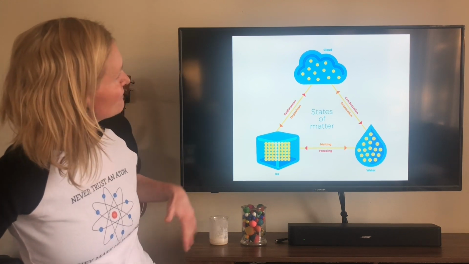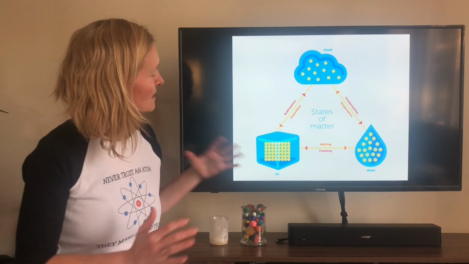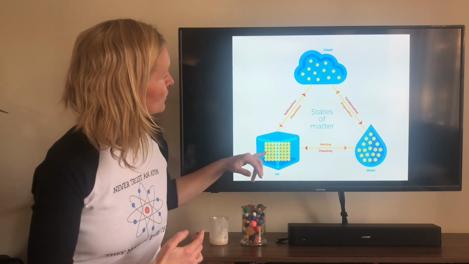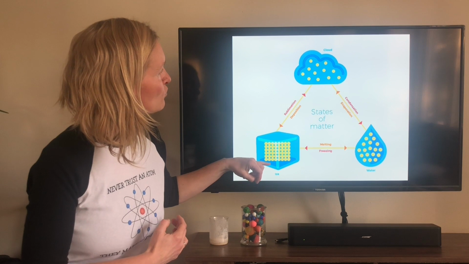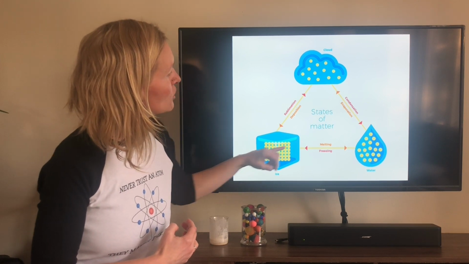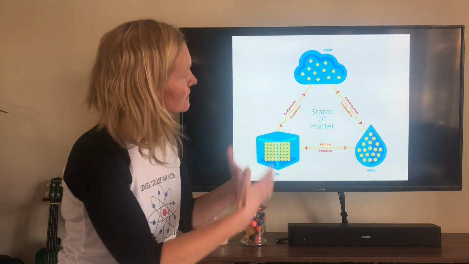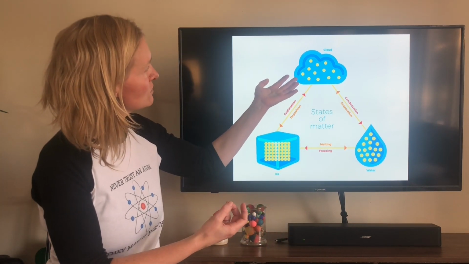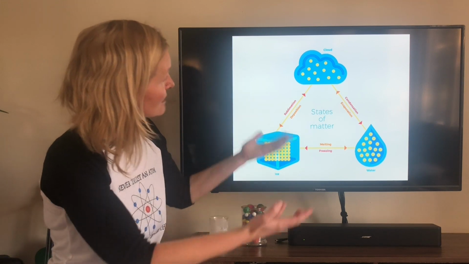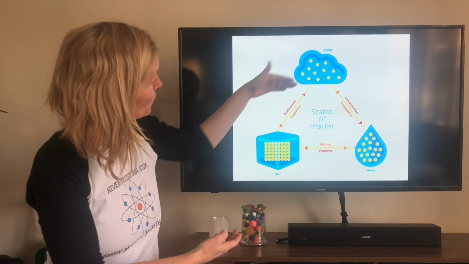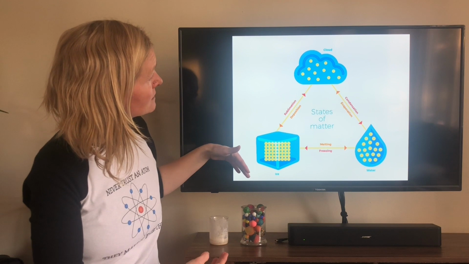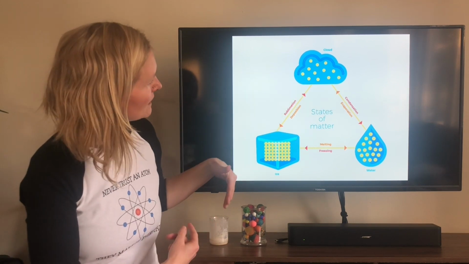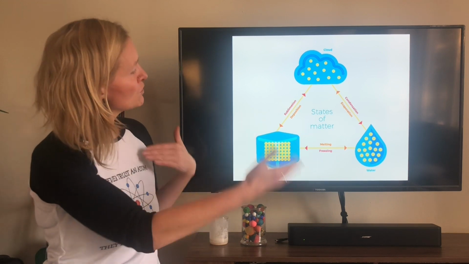So here we have a slide that shows water in its different physical states. Here we have ice, that is the solid form of water, and how it can change to water, the liquid form, and the water can change to vapor or to the gas form. And also we actually can have solid becoming gas or gas becoming solid, and the different names of these processes.